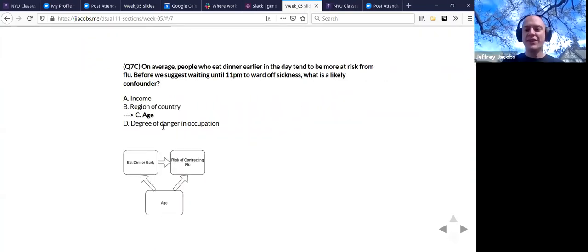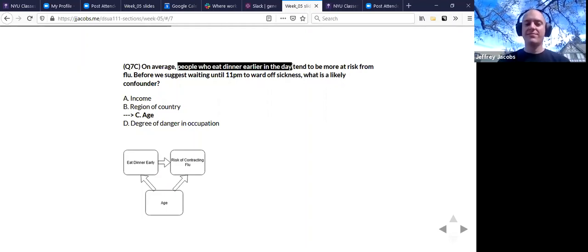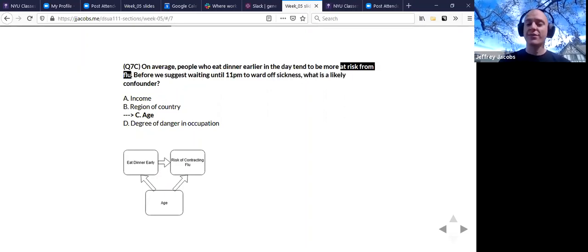Same thing for C. Hopefully it becomes almost routine for you. You read the sentence, you identify your independent and dependent variables. In this case, it's people who eat dinner earlier in the day. So it's time of eating dinner, right? And then they tend to be more at risk from flu. So at risk from flu is the other one.